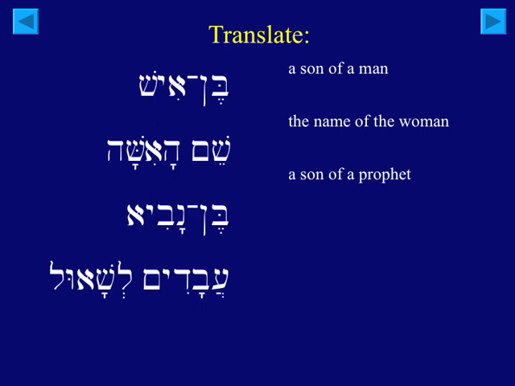Avadim le Shaul. Shaul is a proper noun. It's the personal name, Saul. So, Avadim le Shaul, not a construct chain because of the lamed. Not the servants of Saul, but simply servants of Saul.